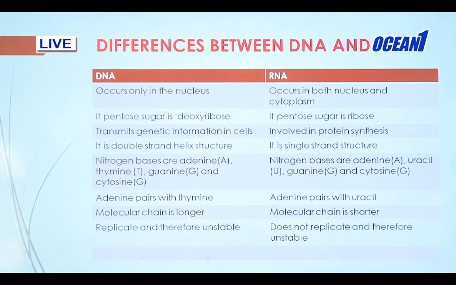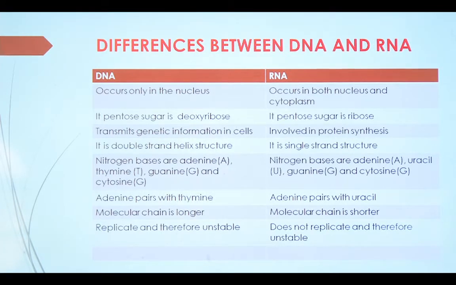Now, again, when we come to DNA, we have what we call the base pairing rule. We'll be looking at that as the lecture proceeds. Now, when we come to DNA, adenine pairs with thymine. But when you go to RNA, adenine pairs with uracil. Then, when you come to DNA, the molecular chain of DNA is much longer than the molecular chain in RNA. So in other words, you can say that the molecular chain in RNA is shorter.